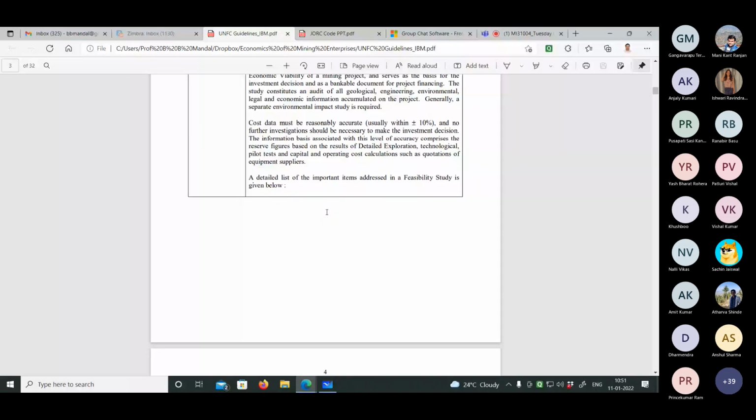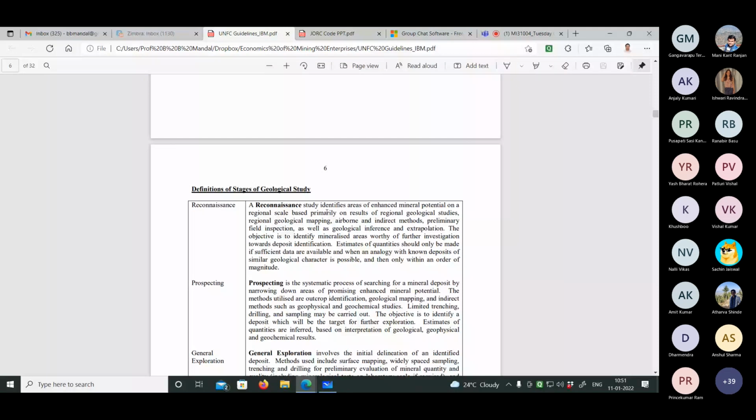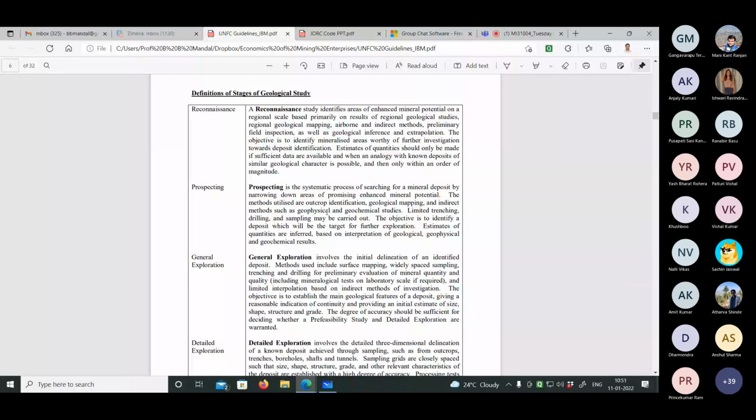Just a minute. I have a list of that. Let's just read out this part only, then we'll discuss what I think you are trying to ask. First thing, what is the reconnaissance stage of geological study?